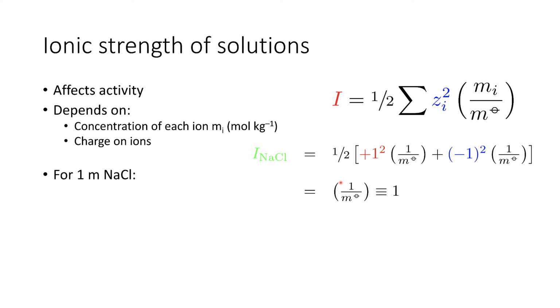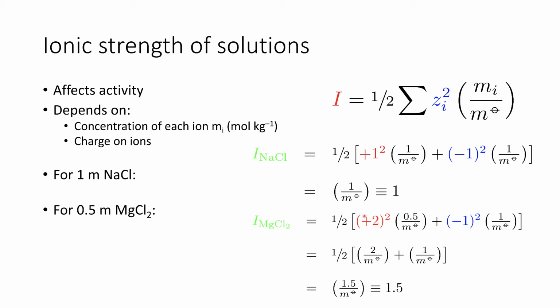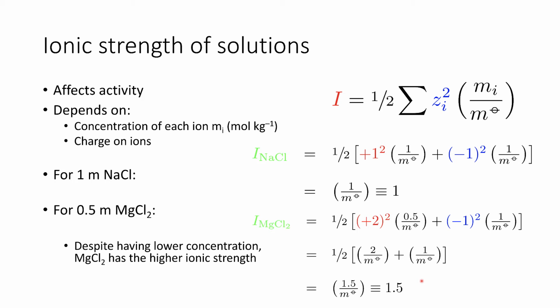We end up with an ionic strength of 1 for 1 molar sodium chloride. Okay, that's fine. For magnesium chloride, we're going to look at half the concentration, so half molal concentration. But if we examine this equation, we find that if we take the charge on the magnesium and the charge on the chloride, now remember there's twice as much chloride in concentration as there is magnesium, so we've doubled up here, we end up with an overall ionic strength which is higher than the sodium chloride despite having a concentration which is half.